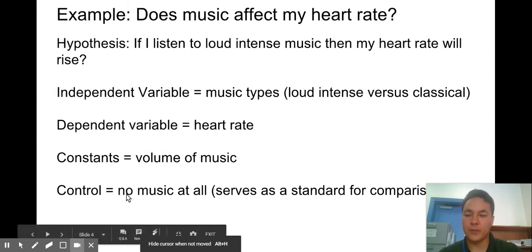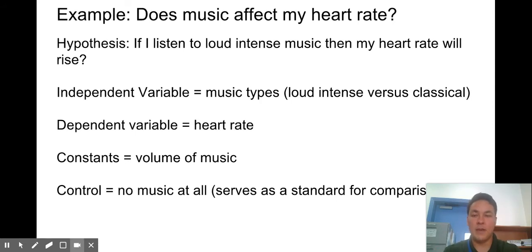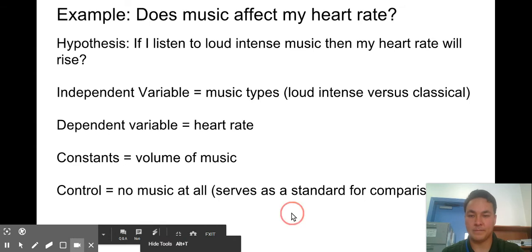You're also going to have a control group. The L, I remember as L for left alone. So it's going to be the group that serves as a standard for comparison. So we're going to check you with no music at all. Maybe music just doesn't really have an effect, or maybe all music raises your heart rate. So the control group serves as our standard for comparison. So I'm hoping through that illustrative example, it helps you to see the steps of experimental design.